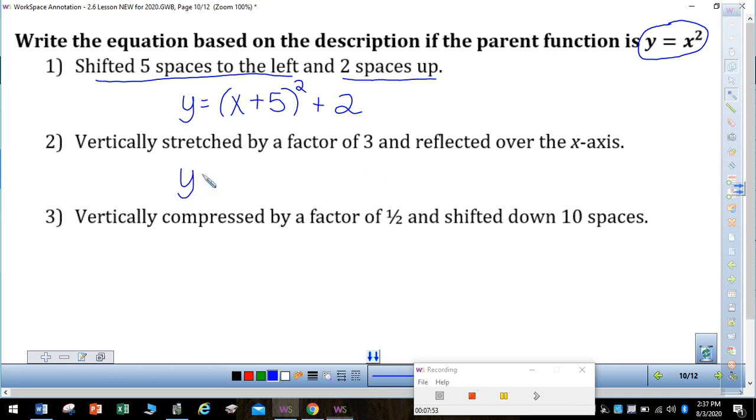So we're going to start with y equals again. Reflected over the x-axis means that we're going to have a negative in front, and if it's vertically stretched by a factor of 3, that means there's also a 3 that's in front of the x squared.